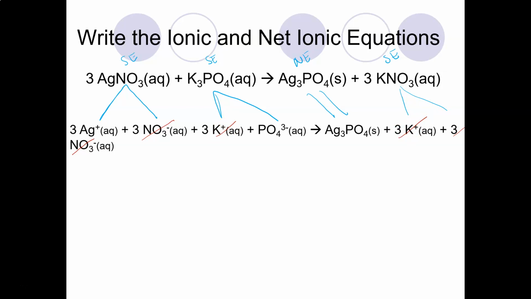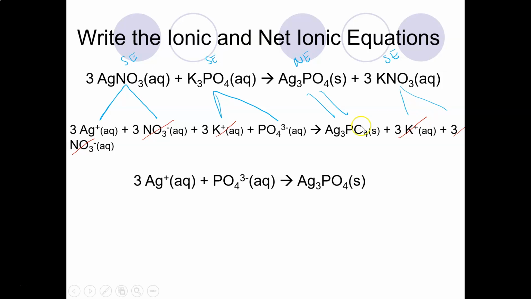So the things that are left that I didn't cancel out, I will rewrite them. 3 Ag plus aqueous plus phosphate, aqueous, arrow, silver phosphate solid. So we just went from a molecular equation to an ionic equation to a net ionic equation.